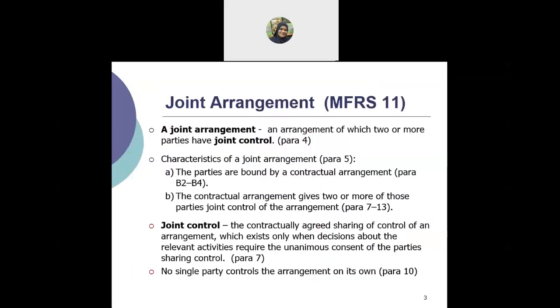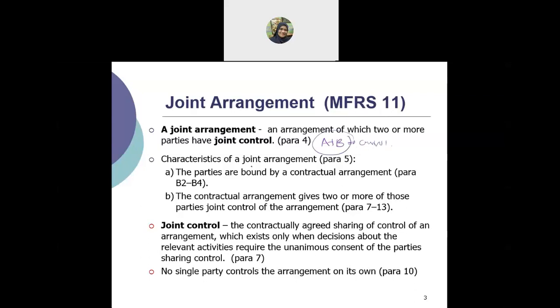Okay, joint arrangements here refer to MFRS 11. For MFRS 11, a joint arrangement is an arrangement of which two or more parties have joint control. For example, maybe we only have two parties, A and B, and they have control over a company.